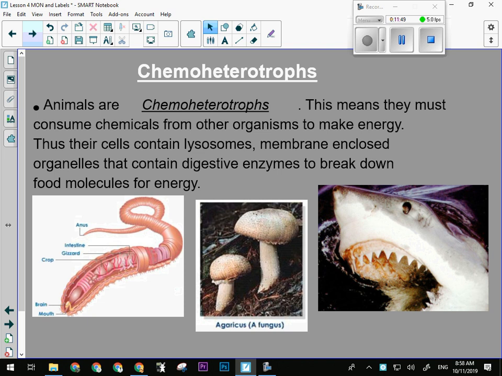All right. So for chemoheterotrophs, their cells have to contain certain organelles, especially these, lysosomes. Okay? Lysosomes contain digestive enzymes that can break down food molecules into other simpler forms. They're essentially the stomach of the cell.